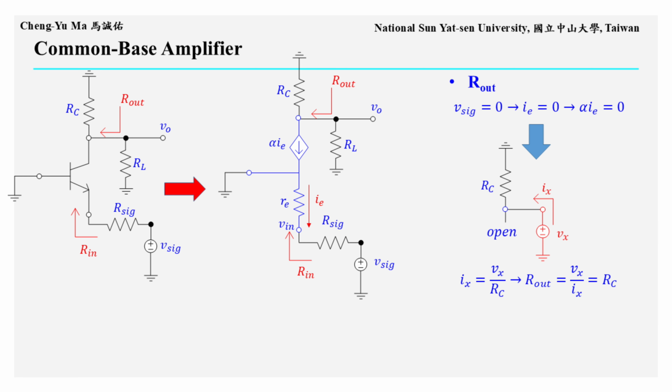Finally, we find Rout. As usual, we set the signal source Vsig to 0. Then IE becomes 0, so the controlled current at the output side is also 0 and behaves like an open circuit. In the output equivalent circuit, the test current is Ix equals Vx over RC. Therefore, Rout equals Vx over Ix, which is RC.